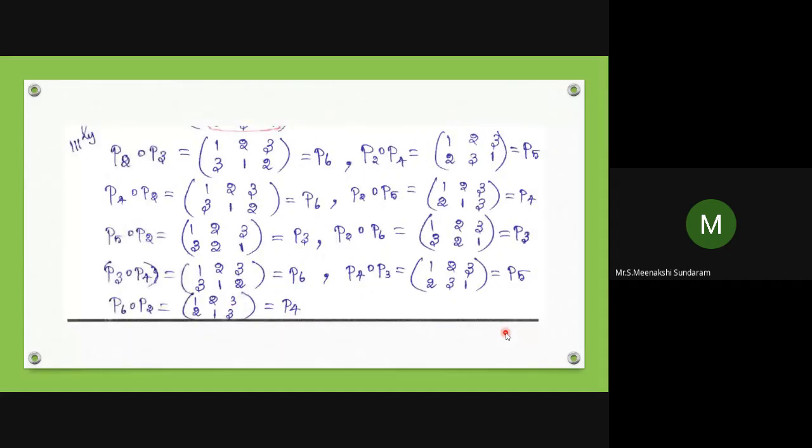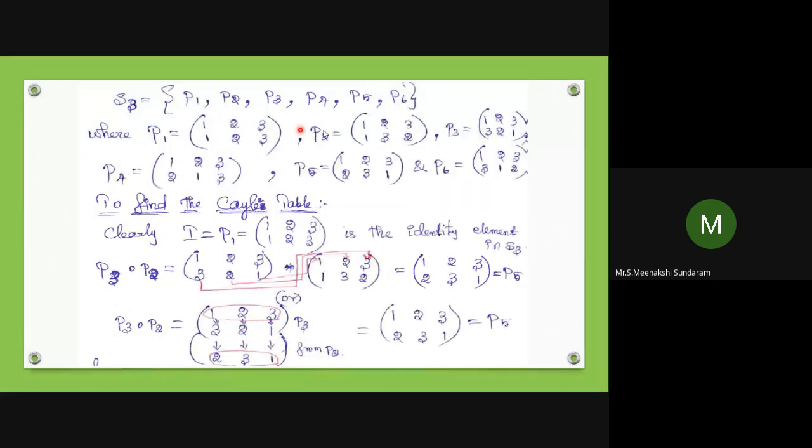We try to find out all the possibilities. P2 to P3. Can you say what is P2 to P3? First 1 to 1, 1 to 3, 2 to 3, 3 to 1, 3 to 2, 2 to 2. So 1, 2, 3 is the answer.